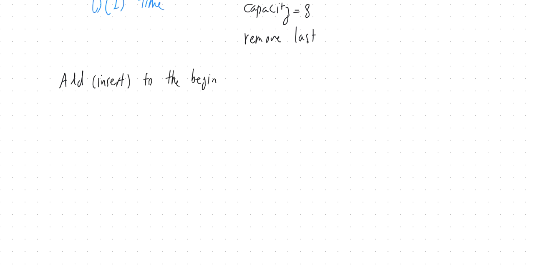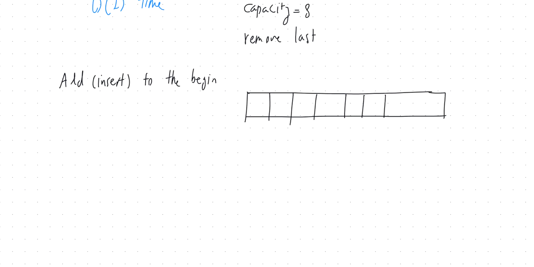Okay. So again, let's go with our array of capacity 8. Indices 0, 1, 2, 3, 4, 5, 6, and 7. And let's say you have 10, 2, 9, 8, and another one, 11. So size is 5. I have 1, 2, 3, 4, 5 elements stored here. And capacity is 8. I can store possibly 8 values here.